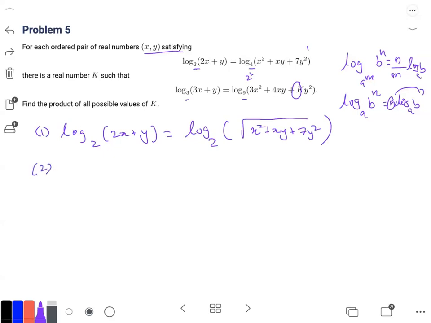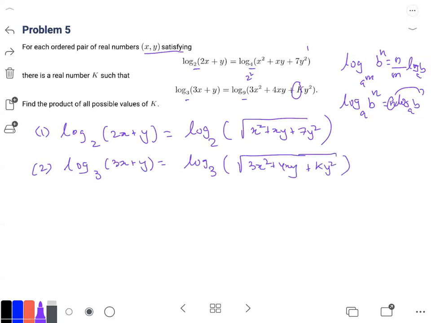Exact same logic. I'll probably just state it directly now. Log 3 of 3x plus y is equal to log 3 of the root of 3x squared plus 4xy plus ky squared. Okay, so we have two logs with the same bases. Let's just equate the terms. So 2x plus y, and I'll do one better. I have a square root, let me get rid of that. Let me square both sides, and then square both sides of this.